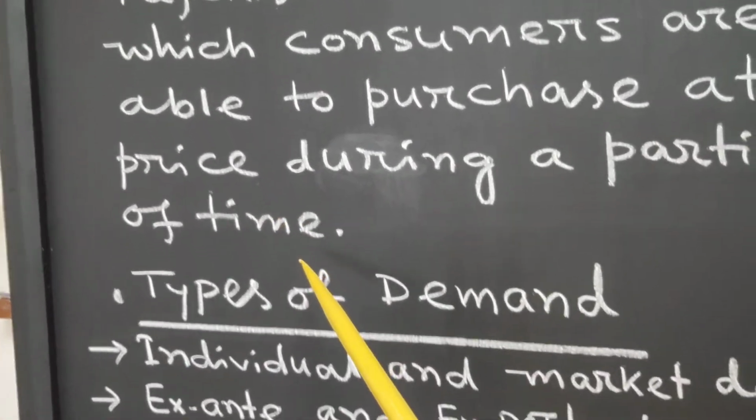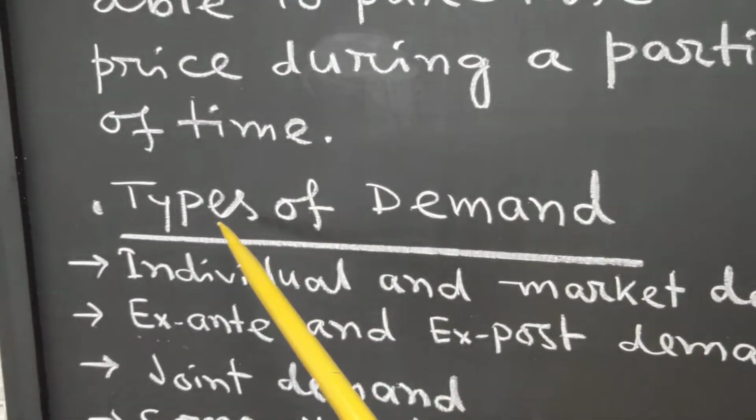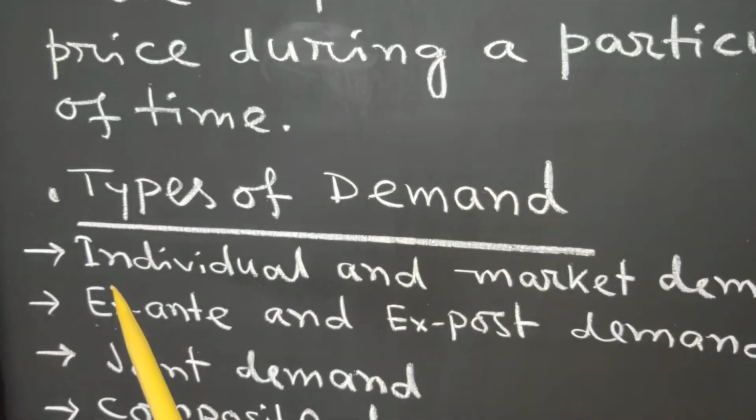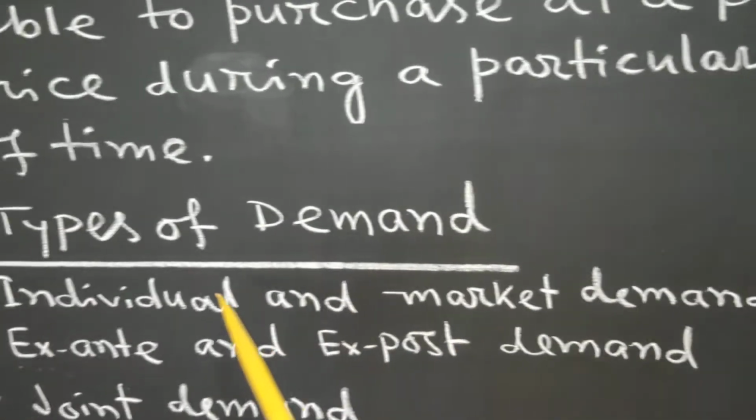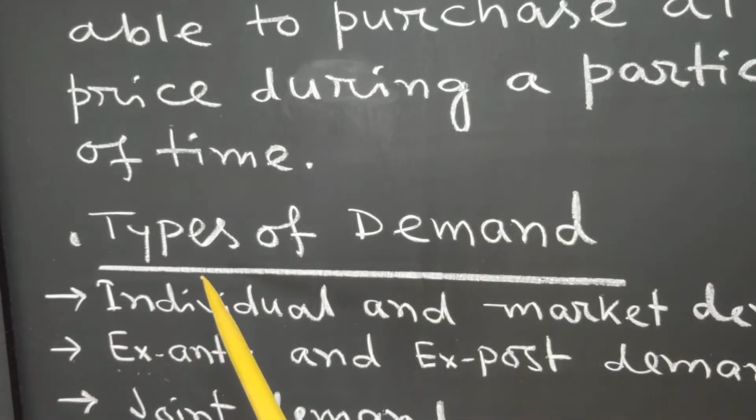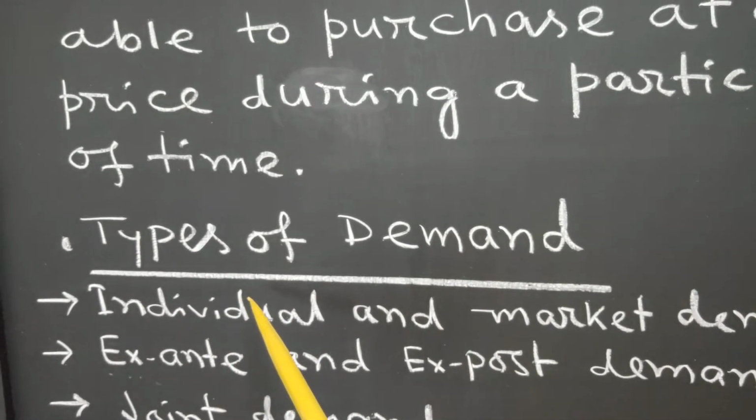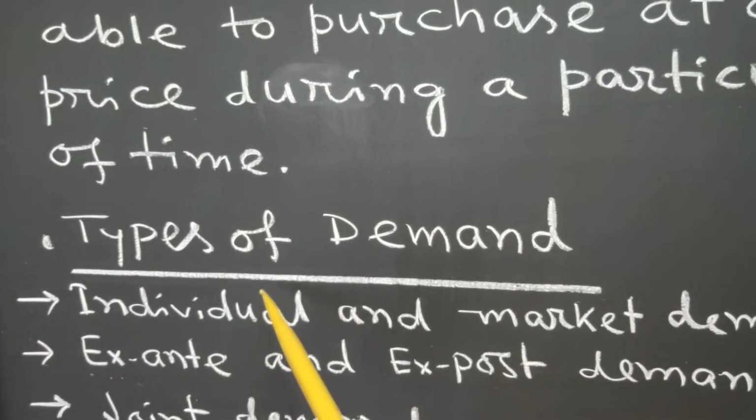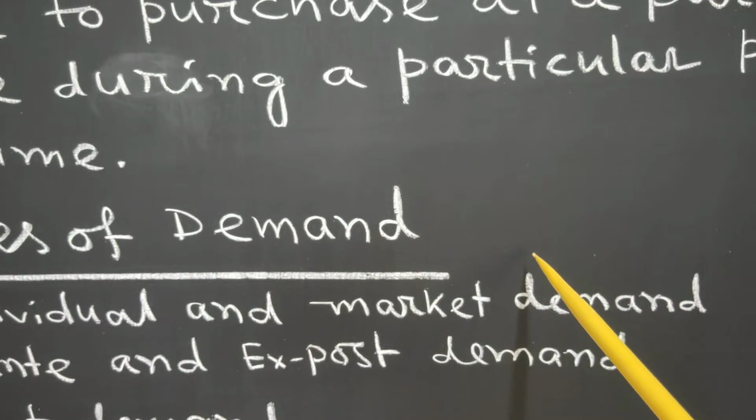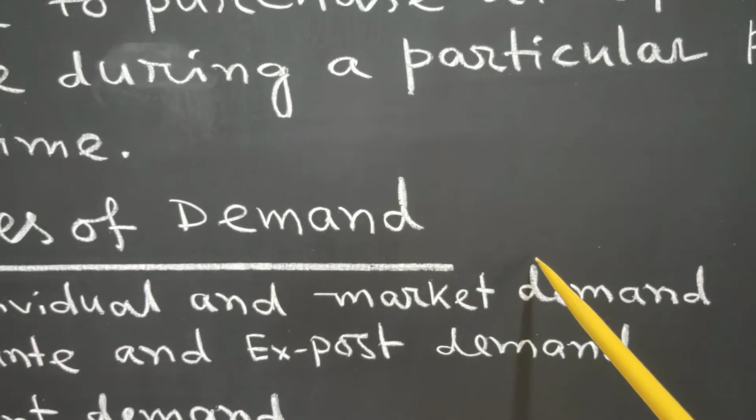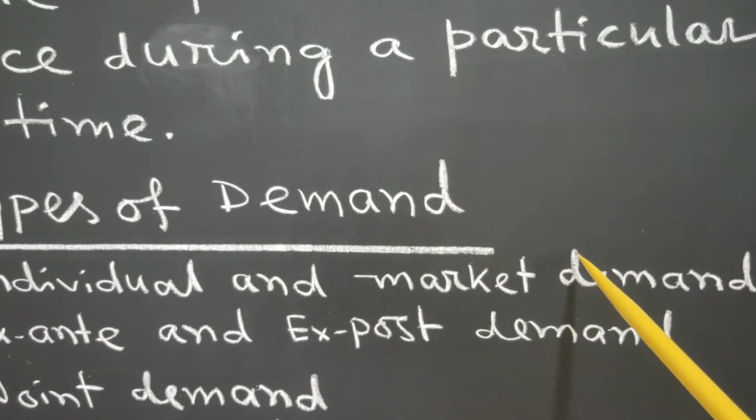Now there are different types of demand. First one, individual and market demand. Individual means what? As a person, when he wants to purchase something, it is known as individual demand. And in case of market demand, for a commodity, if we total how much all the persons purchased, it is known as market demand.